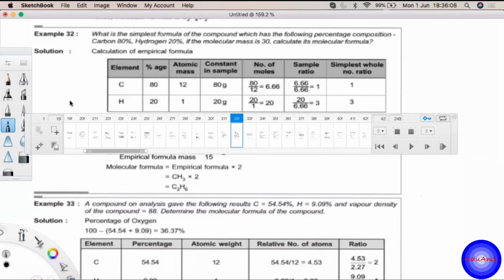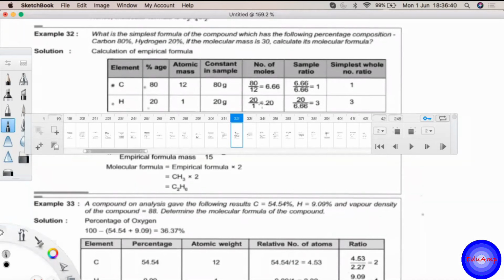See, first you have to calculate the empirical formula. So let's calculate the empirical formula. How are you going to calculate? In the first column, elements are written. In the second column, their percentage is written. Then the number of moles comes directly in this column. What do you have to do? You have to divide percentage by atomic mass.